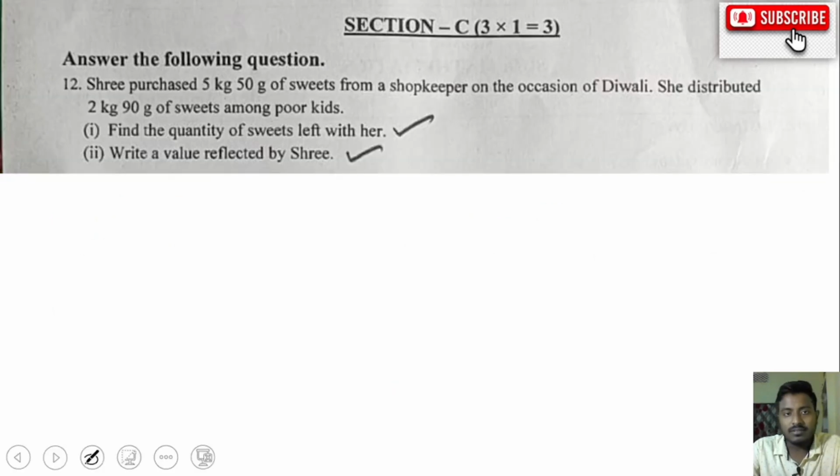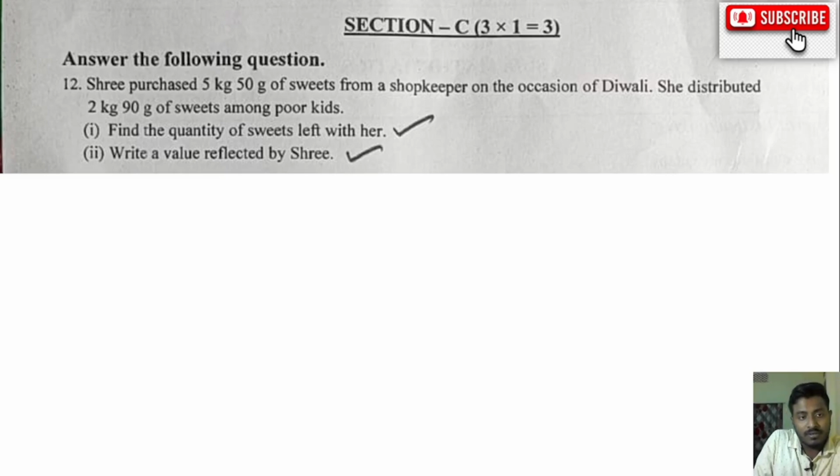Section C, 3 mark, that is value based question. Sri purchased 5 kg 50 gram of sweet from a shopkeeper on the occasion of Diwali. She distributed 2 kg 90 gram of sweets among the poor kids. Find the quantity of the sweet left with her. Okay, so write down question number 1.